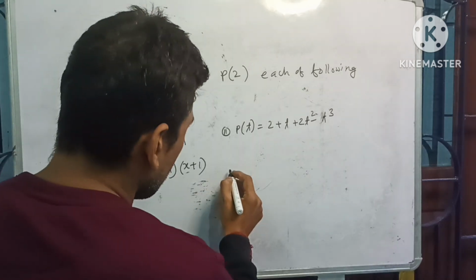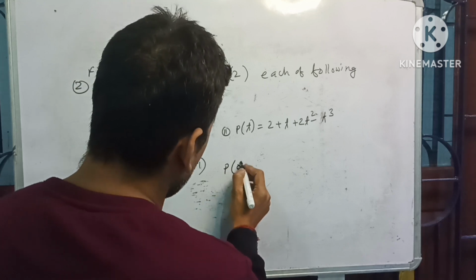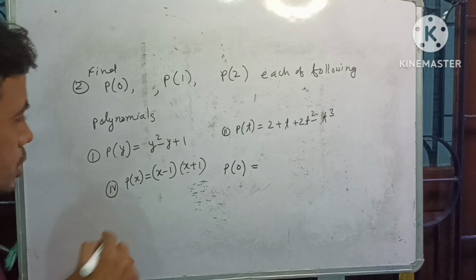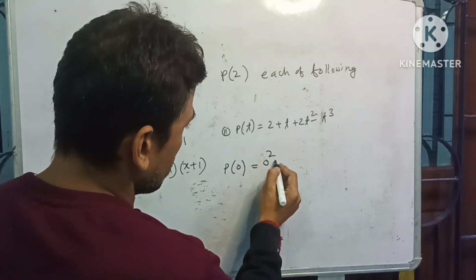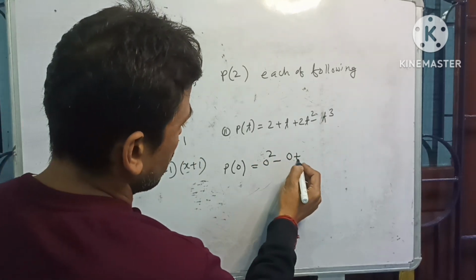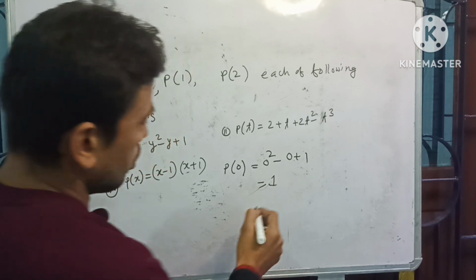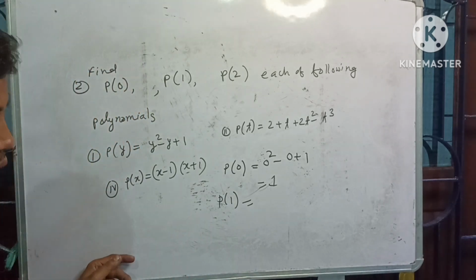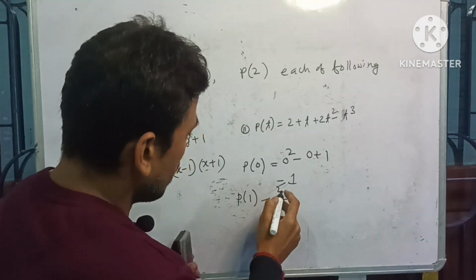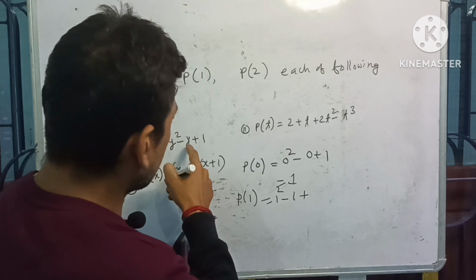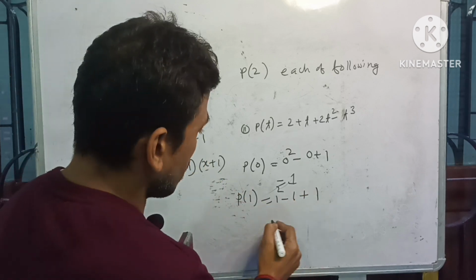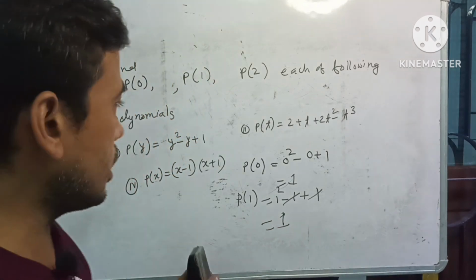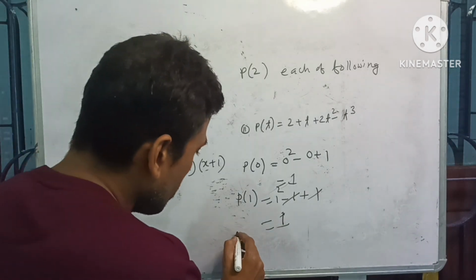Okay? So fine. So P0 means, in example 1, we replace y by 0. So what we get? Y square, that means 0 square minus 0 plus 1. That means 1. Okay? Now find P1. Now we replace y by 1. So 1 square minus 1, minus y, that means minus 1, plus 1. Now minus 1 plus 1 we can cancel. So we get P1 is equal to 1.